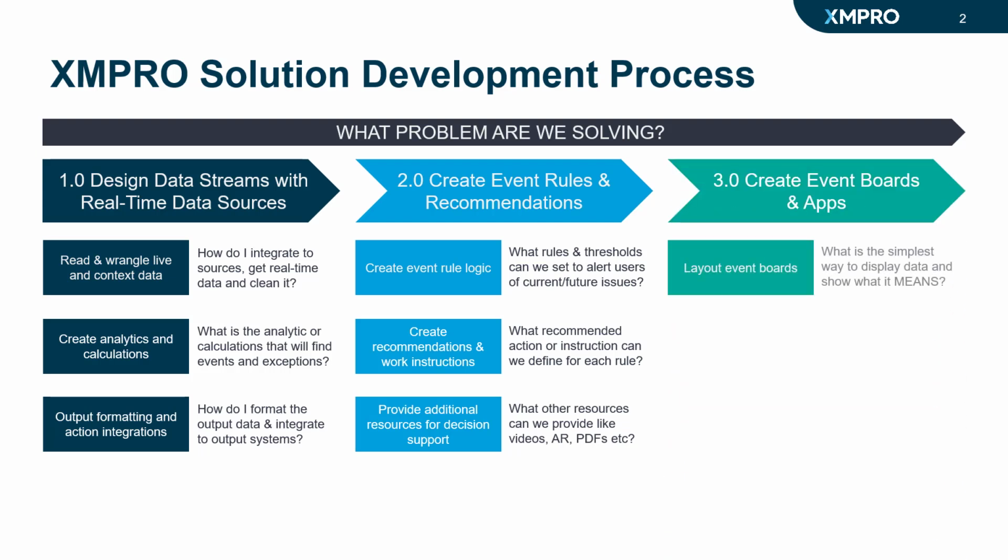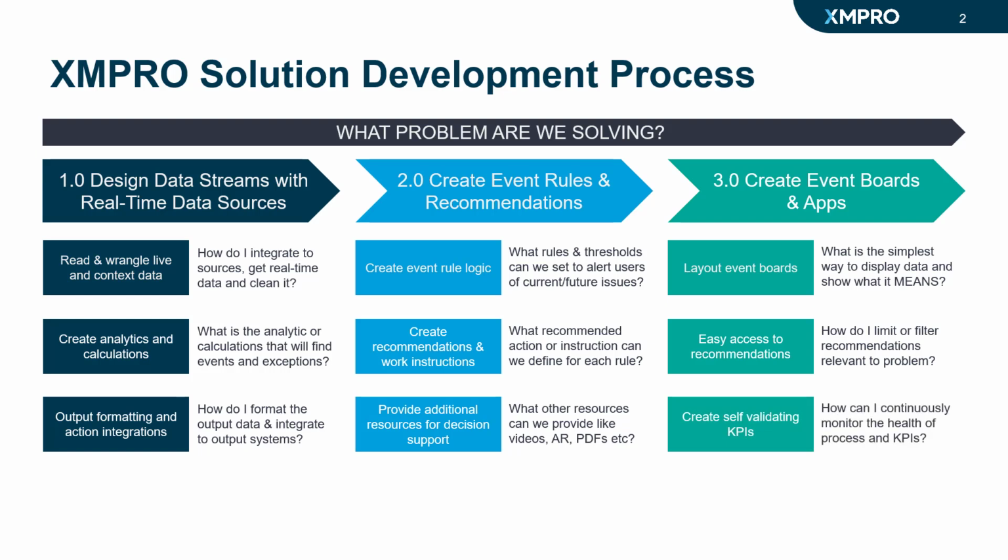The third step is, this is where we create the event boards and the apps themselves. So here is where we'll lay out the actual event board, decide which piece of information we want where. But again, we're trying to answer a particular question. By displaying this information onto the screen, what does it mean and what are we actually showing? Easy access to some recommendations. How do I filter recommendations? I don't want to see everything. I just want to see what is particular to this event board that I'm creating. And lastly, you can also create some self-validating KPIs in your event board if you actually need to.